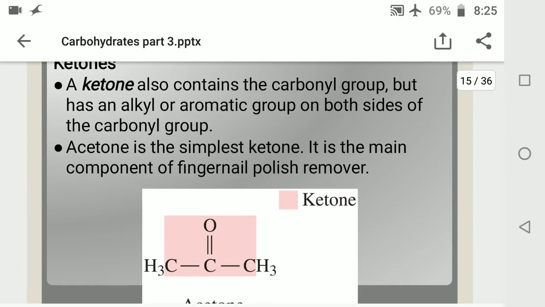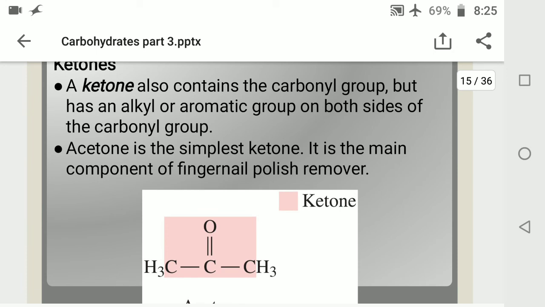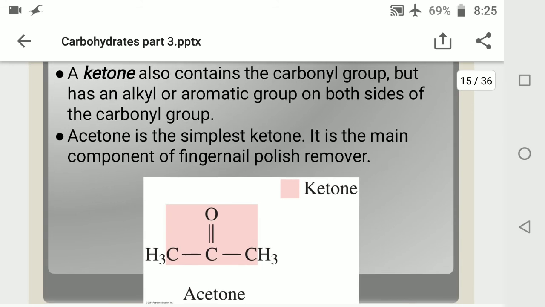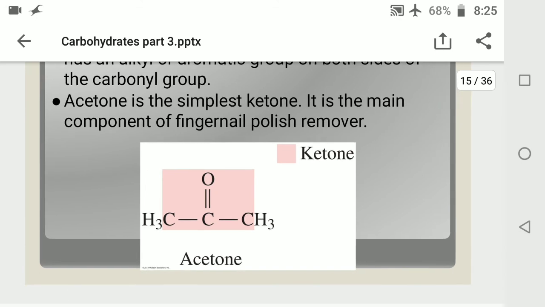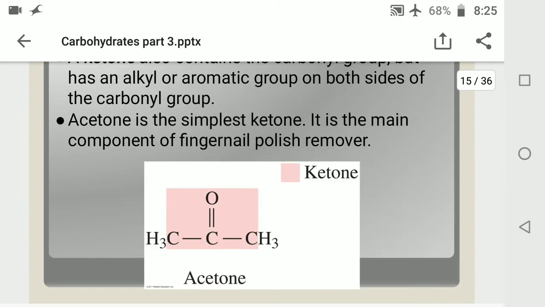Ketones also contain the carbonyl group but have an alkyl or aromatic group on both sides of the carbonyl group. Acetone is the simplest ketone. It is the main component of fingernail polish remover. See acetone.